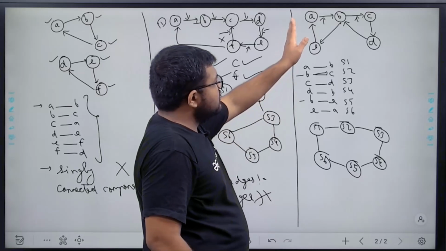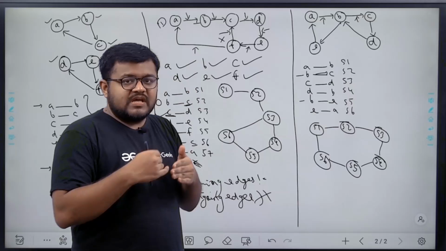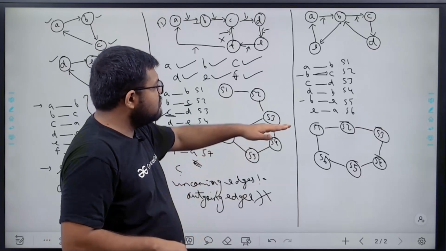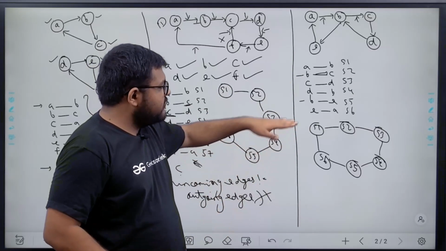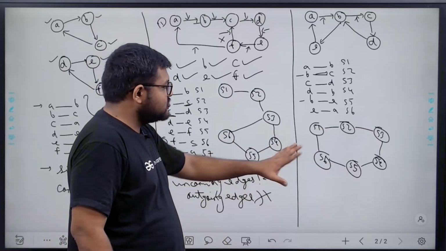But here, since the number of incoming edges is equal to the number of outgoing edges, the number of strings ending with B and starting with B have become equal, and we were able to form a complete cycle. Okay, and so it will work.